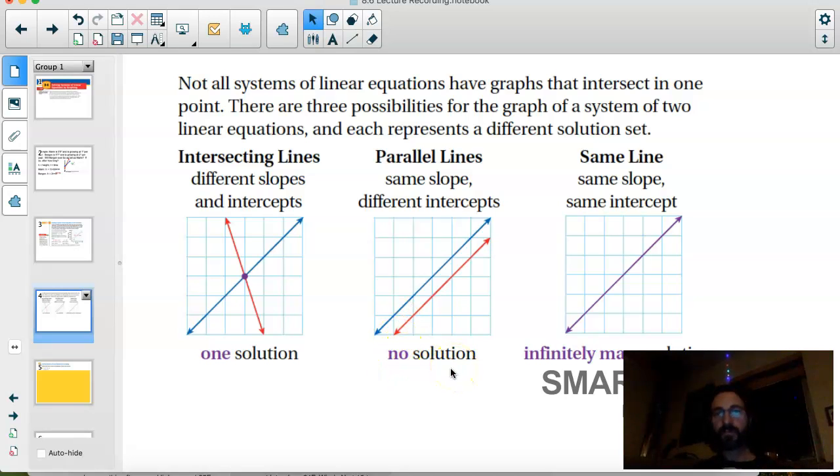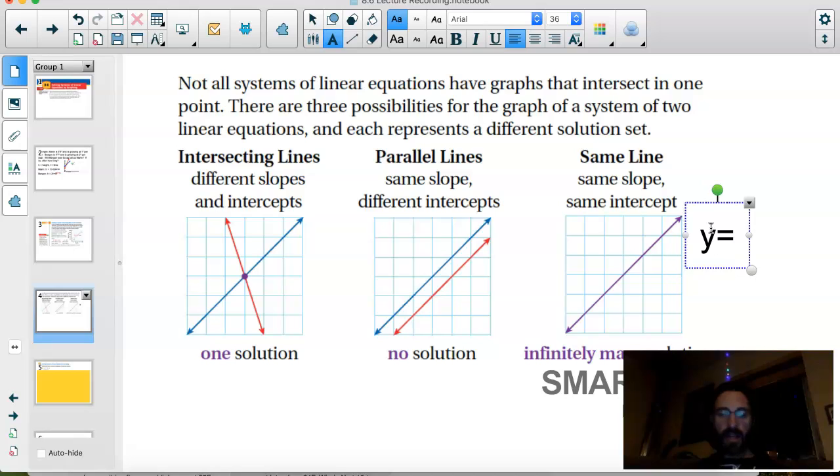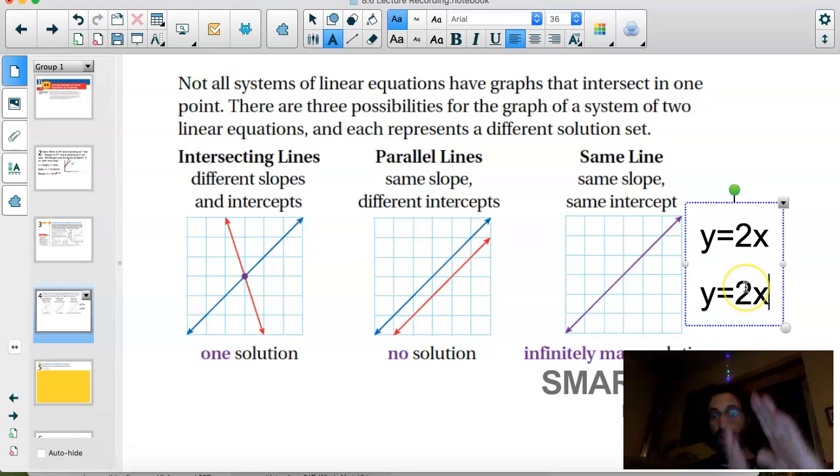There's no solution. And in this third situation, if you end up having the same exact line, for example, y equals 2x and y equals 2x, these lines are the exact same equation, therefore they would graph directly on top of each other, and no matter what you plug into one, you plug into the other, you're going to get the same output in both. In that situation, there is an infinite number of solutions because no matter what you plug into one equation, you plug the same thing into the other, and you're going to get the same output in both equations.